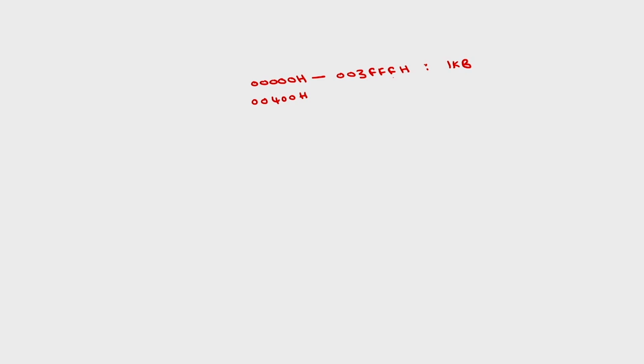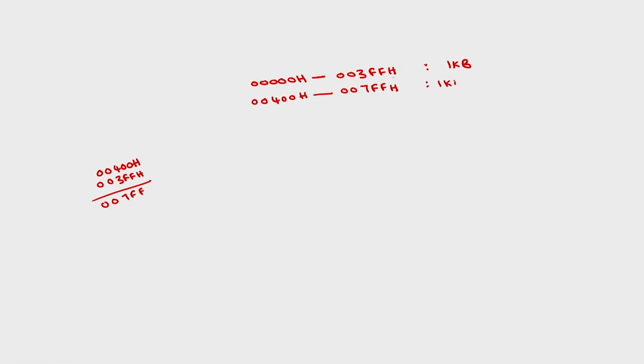If the starting address is 00400H, for 1K the ending address, you have to simply add 003FFH. So the ending address becomes 007FFH, only one F. So this is another 1K.